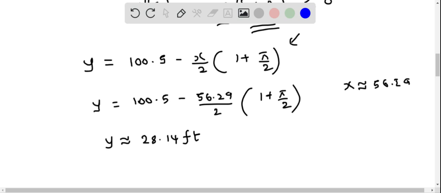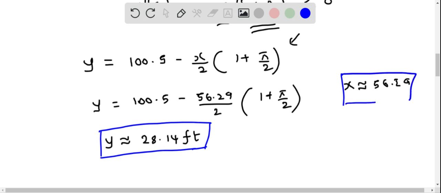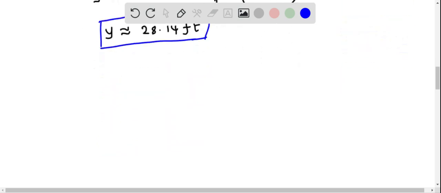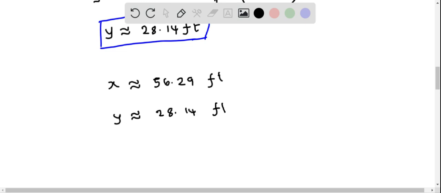So we found the values of x and y. These are the dimensions of the coral which gives the maximum area. So we see that x is approximately 56.29 feet, and y is approximately 28.14 feet. So these are the dimensions of the coral which gives the maximum area.